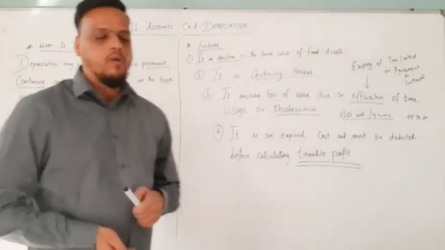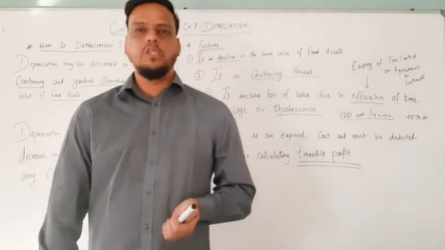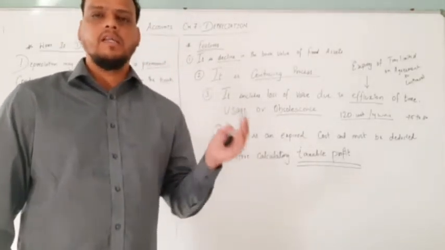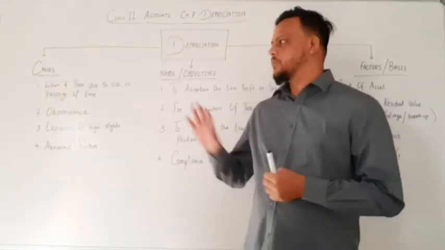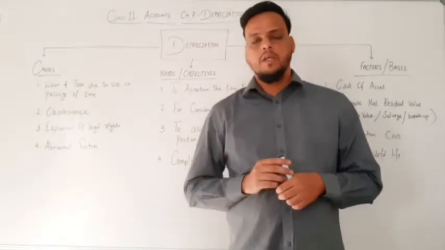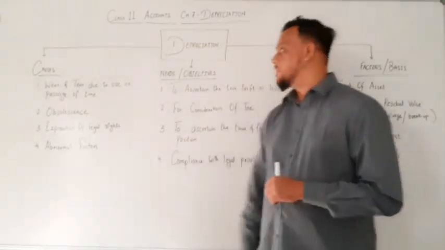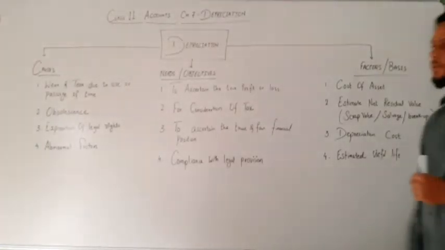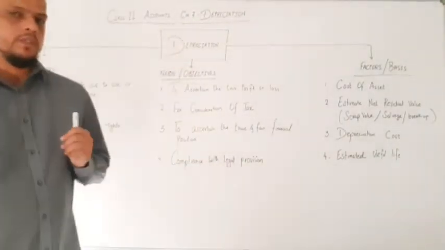We will carry forward with the causes of depreciation and needs or objectives of the depreciation. I'll rub it and write it and we will discuss further. Now the concept has been mentioned in the display. As earlier I told you, we will discuss causes, needs and objectives, and the factors or basis of that depreciation. All points have four important points.